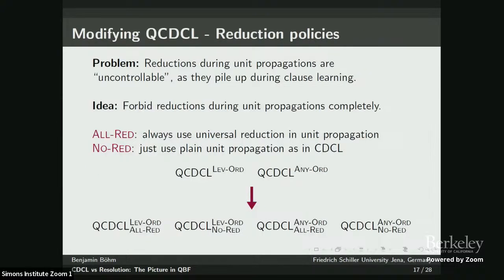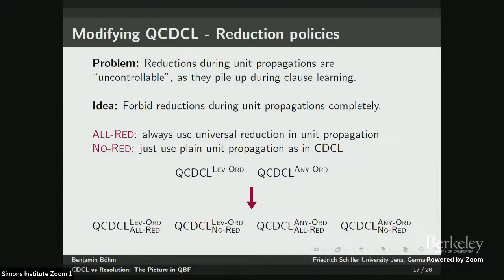However, there's a little downside with these reductions during unit propagation, because all these reductions are kind of uncontrollable if you want to simulate Q resolution with it. They all pile up during clause learning, all the literals you reduce during unit propagation come back again when you learn a clause, and they can prevent further resolution steps. That's not good.